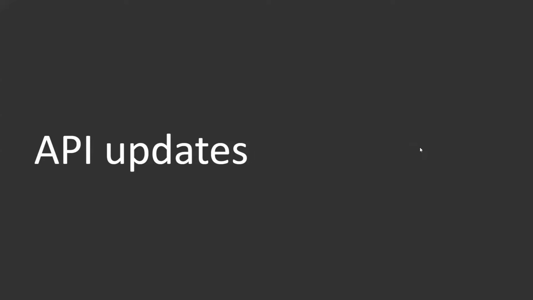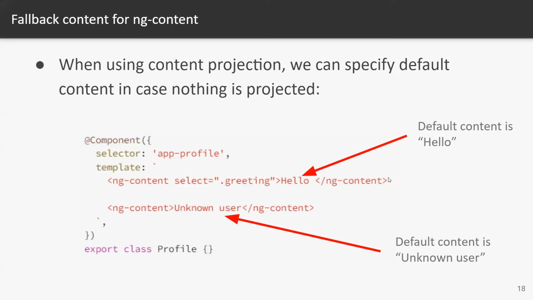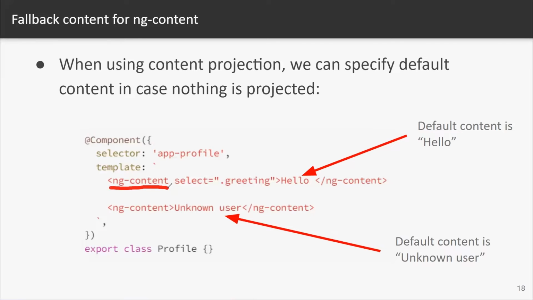With Angular 18, we also have many different API updates in the framework, small updates in different parts of the framework. For instance, if you use content projection with ng content, in the past, when you used ng content, it was like an empty tag, right? And you would have to project something into it. Now with Angular 18, we have the option to have default content. So here I have an ng content, and my default content is just the text hello.